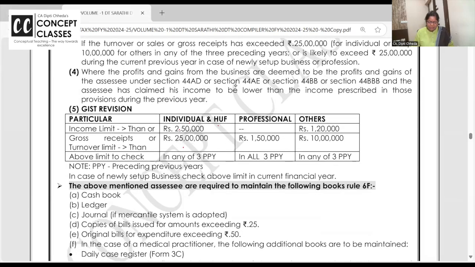In case of individual and HUF, if income exceeds 2.5 lakhs or the gross receipts or turnover exceed 25 lakhs in any of the 3 years, meaning once it exceeds, then for that year and the next 2 years you have to maintain books. For others, other than individual and HUF, if income exceeds 1.2 lakhs or gross receipts exceed 10 lakhs in any of the 3 years, then you have to maintain the books of accounts for 3 years. In case of professionals, if the gross receipts exceed 1,50,000 in all the 3 years, take your time. I know these are like limits, you will have to remember them a bit.